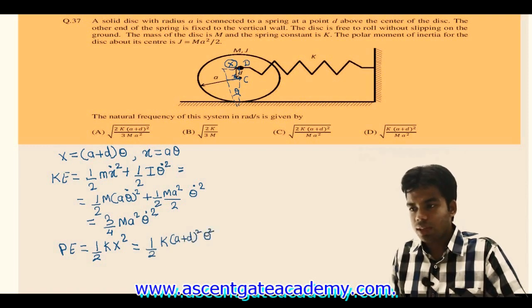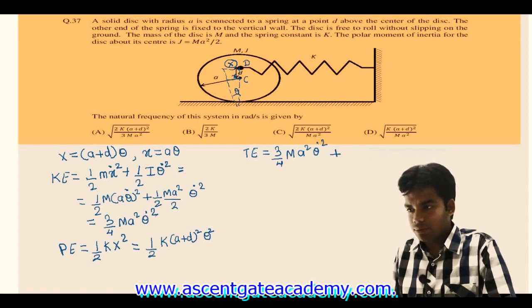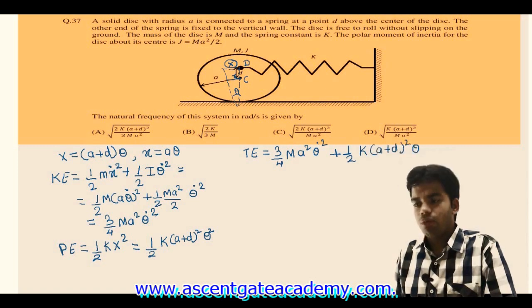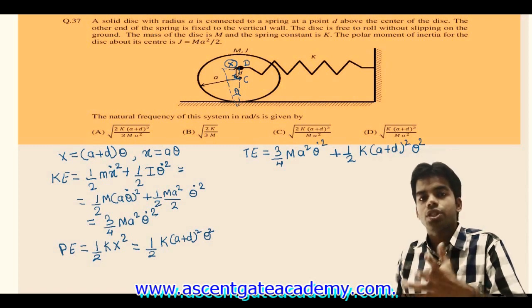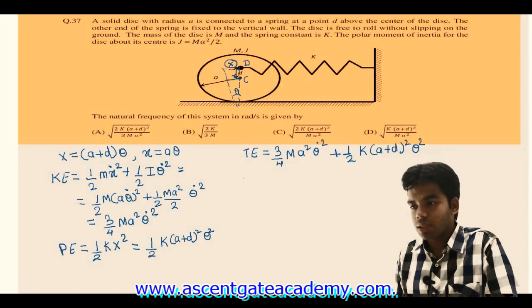Getting this? So total energy will be equal to, adding kinetic and potential energy, 3 by 4 ma square theta dot square plus half k (a plus d) square into theta square. Now what does the total energy method say? The total energy is always conserved. That means total energy is constant. If total energy is constant and we differentiate it, that will be 0, because the differentiation of a constant is 0. So just differentiate this total energy with respect to time and equate it to 0.